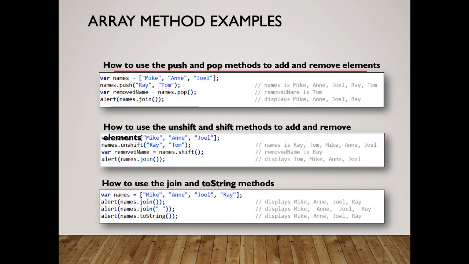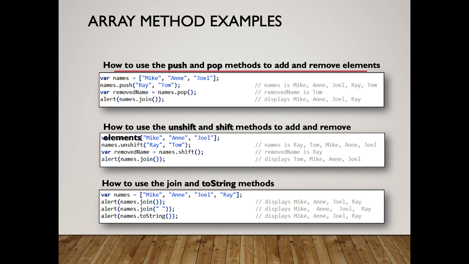So in this case, if we had an array called names with Mike, Ann, and Joel, and by the way, I promise this is the last slide, so you can have a sigh of relief. We could end up pushing multiple values into that array. Then we use pop, and like I said, that will take off the last value in our array, and then it joins them together, saying Mike, Ann, Joel, and Ray, with Tom being removed.